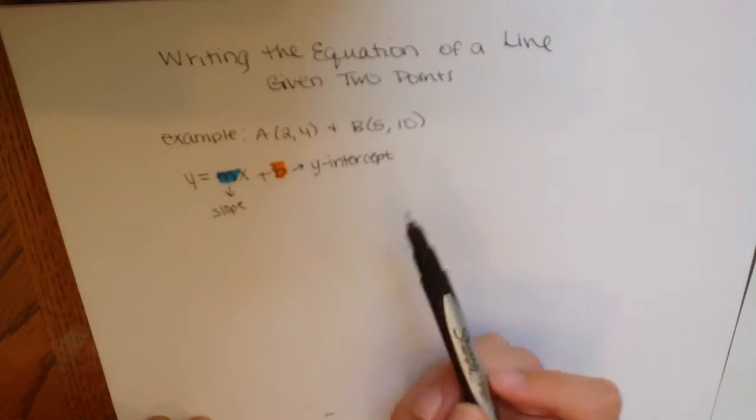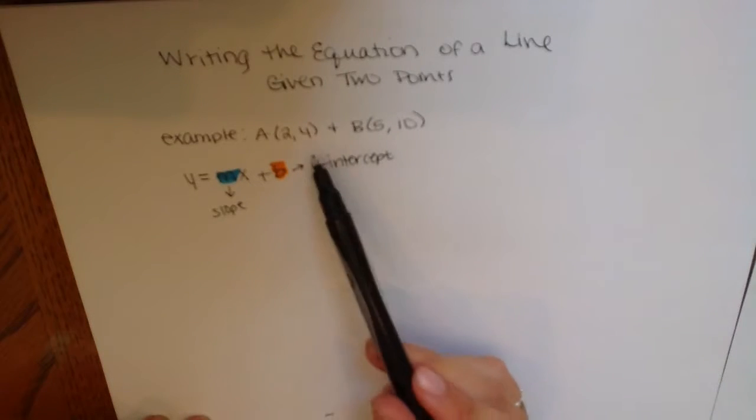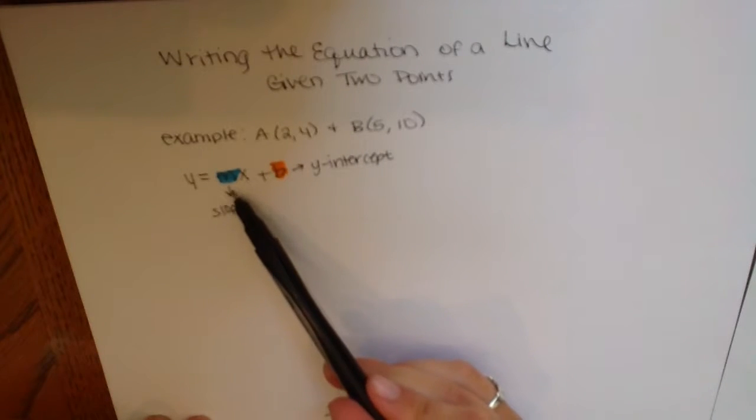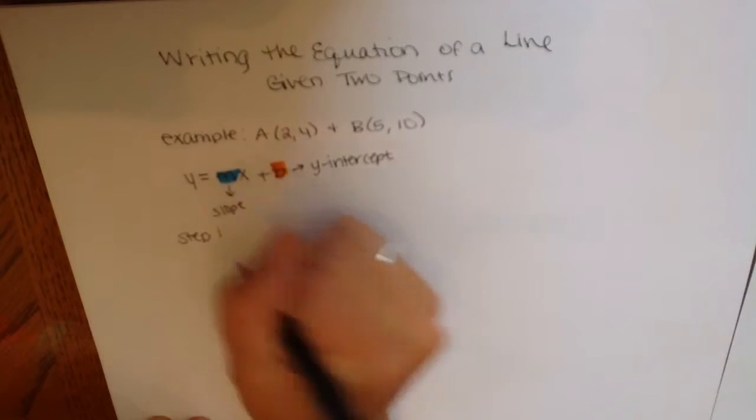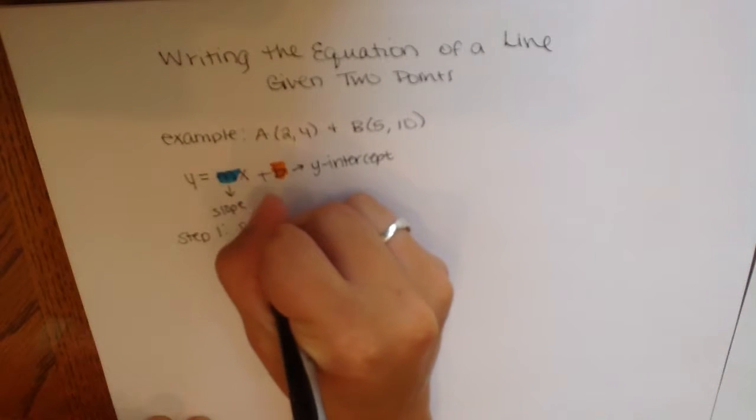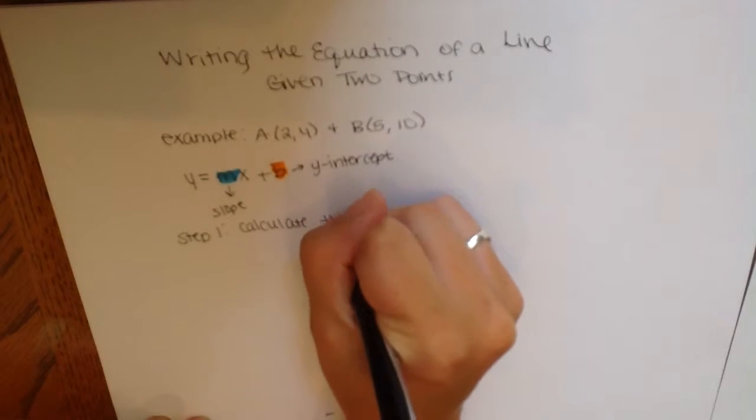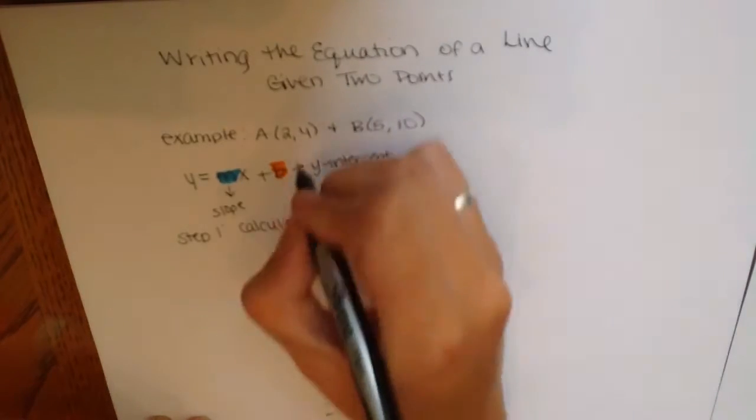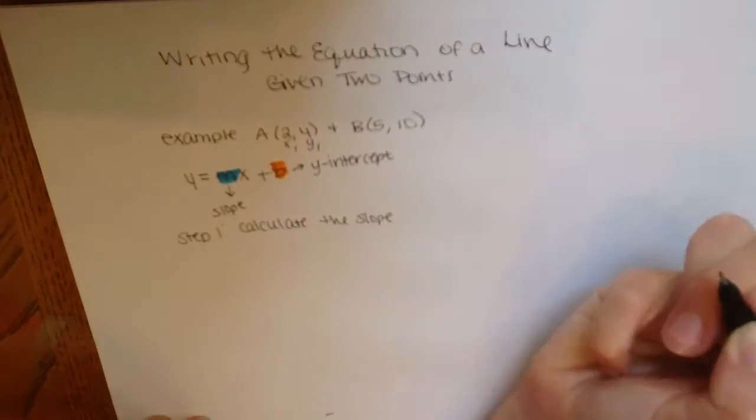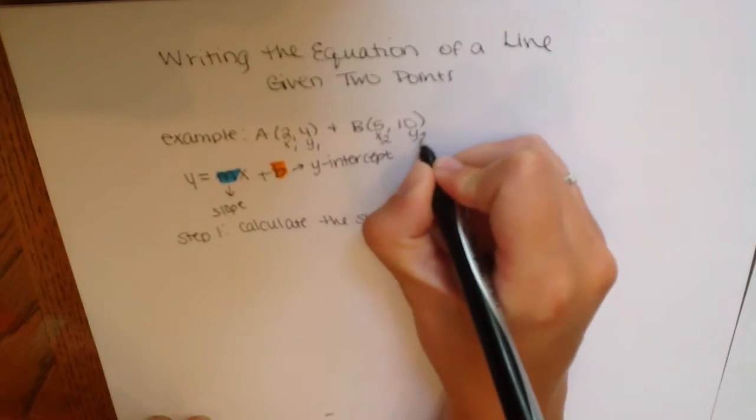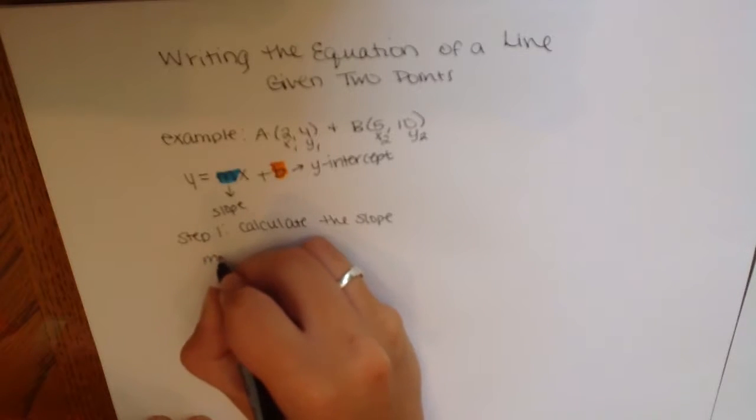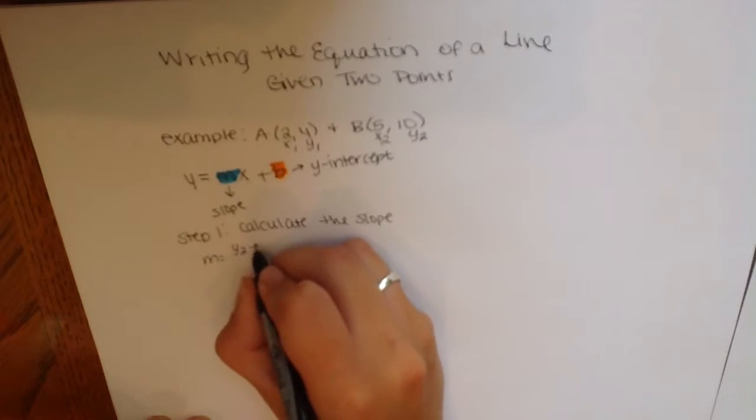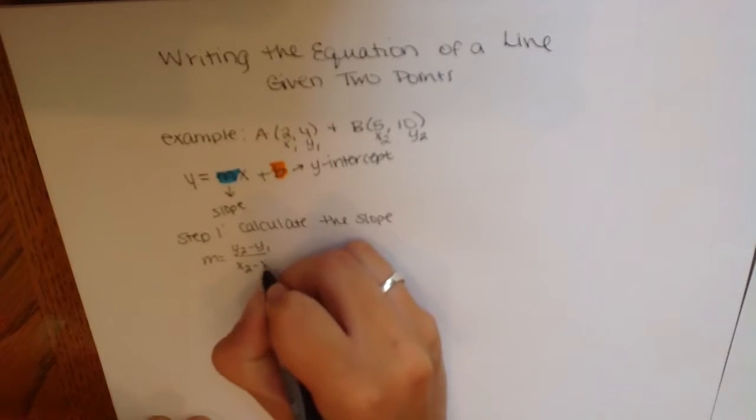So we have 2 points, and one thing we already know how to calculate between 2 points is the slope, which is one of our missing components in slope-intercept form. So step 1, we are going to calculate the slope. Label our points x1, y1, x2, y2, and plug them into our slope formula, which we recall our slope is equal to y2 minus y1 over x2 minus x1.